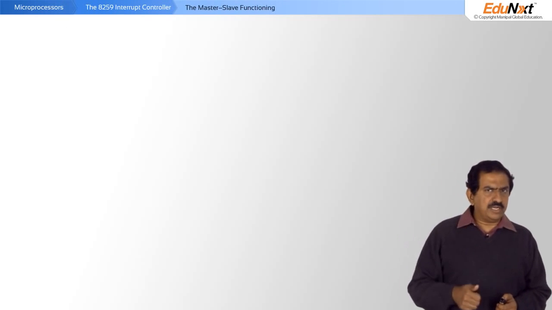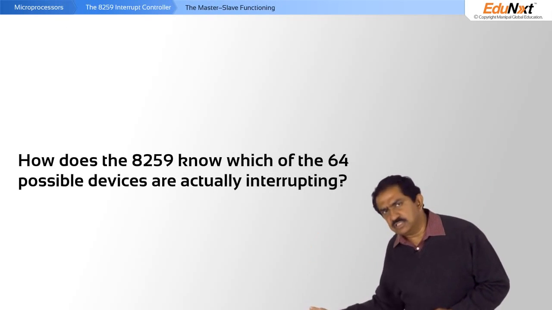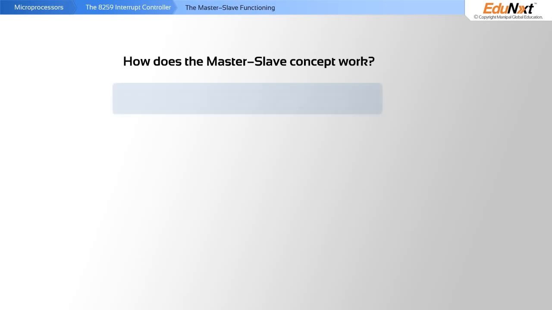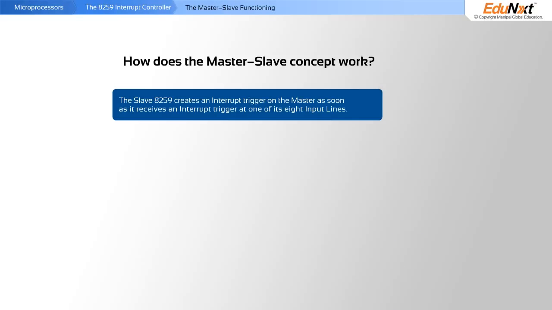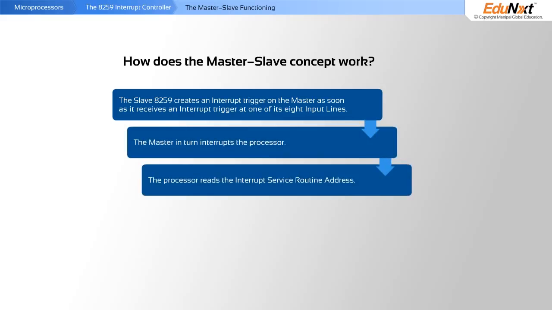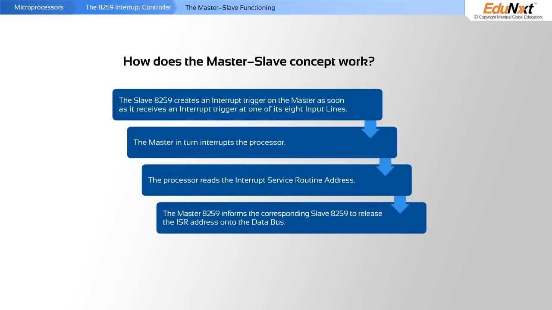If it sees only one interrupt line, how does it know which of the 64 possible devices are actually interrupting? What happens here is, as soon as one of the slave 8259s receives an interrupt, it informs the master. The master interrupts the processor, and as soon as the processor is ready to read the interrupt service routine address, the master 8259 informs the slave 8259 to put the ISR address onto the data bus.